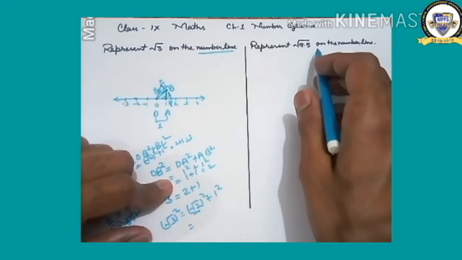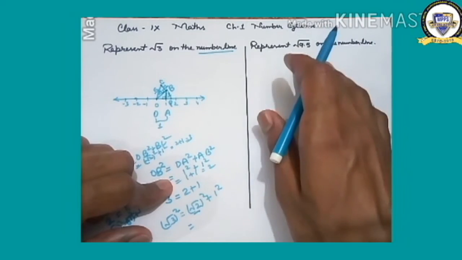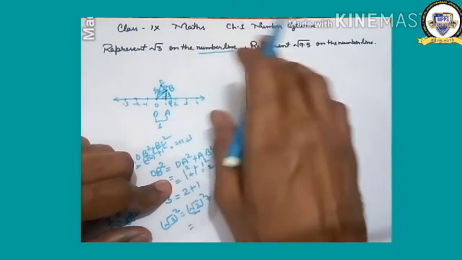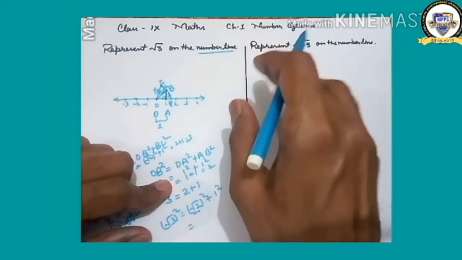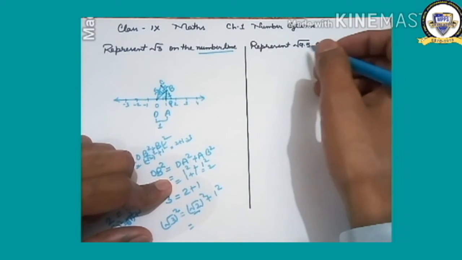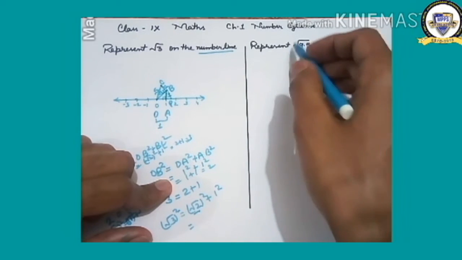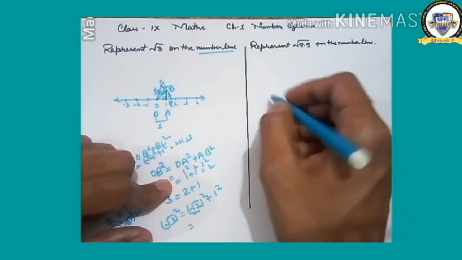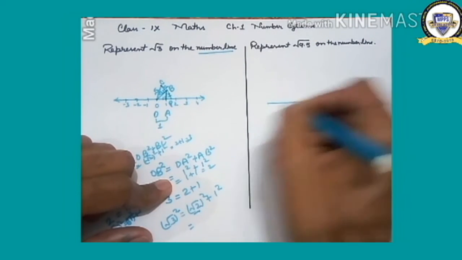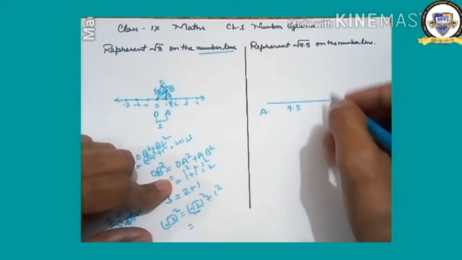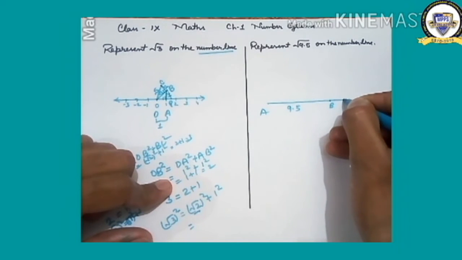Now, come to this one. Represent square root 9.5 on the number line. This is quite a different question from this one, as both are irrational numbers, but the methods are different to represent on the number line. Whenever you see a question of this form, whatever is given within the square root, firstly just draw this. Suppose AB is 9.5 units. Correct? Just extend B to C by 1 unit.